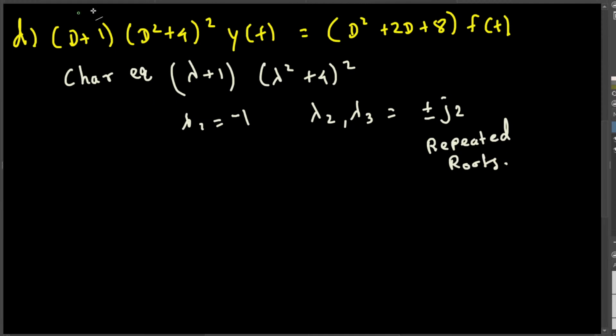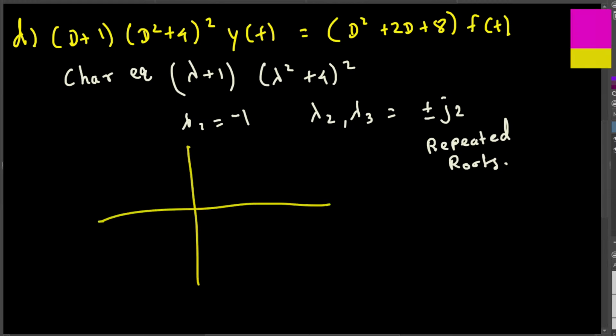So how do we draw this one? Let's look at this. We have a negative 1, that's somewhere here. And then this is 0 since we don't have anything. So this one is j2. We have positive 2 and a negative 2. But this is repeated, so this is going to be second order. If you have first order, that's marginally stable. But if you have second order at 0, that's unstable.